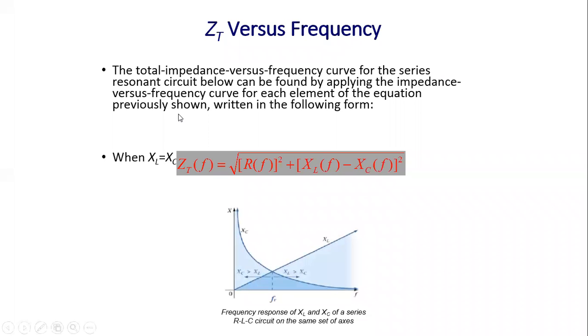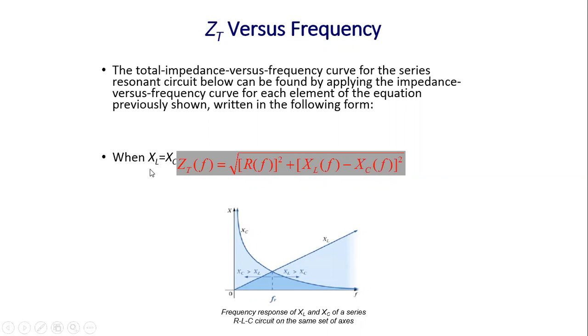See here, how we can find the total impedance versus the frequency. The total impedance versus frequency curve can be observed in the series resonance circuitry, or you can find it easily by considering the elements and the equations. How can we find the equation and the curve? That is the XL. What is the condition of resonance? That is XL is equal to XC.